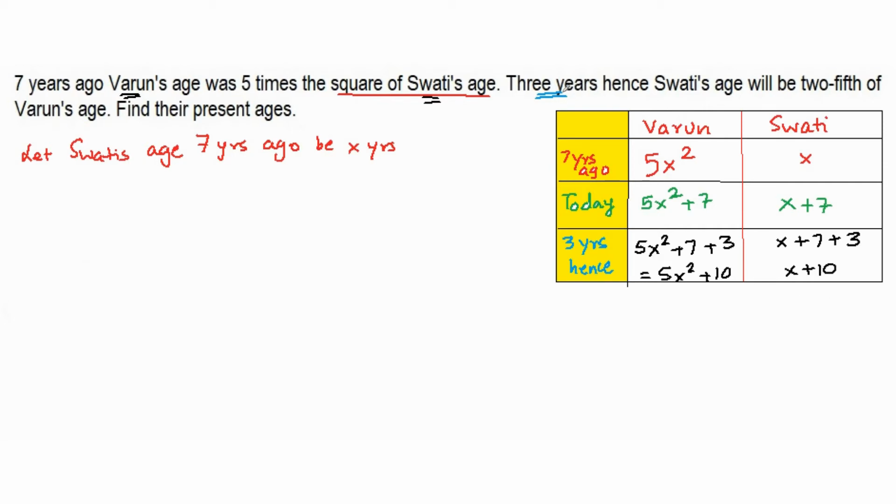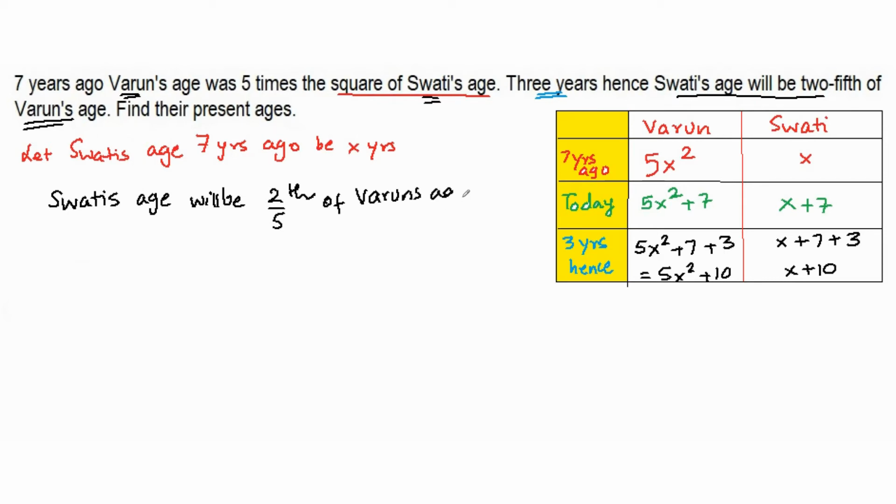Now let us build the condition. 3 years hence, Swati's age will be 2/5 of Varun's age. So let's write it. Swati's age will be 2/5 of Varun's age, right? Therefore, I can say that Swati's age after 3 years is going to be x plus 10. So that equals 2/5, that is 2 by 5 of Varun's age 3 years hence, that is 5x square plus 10.